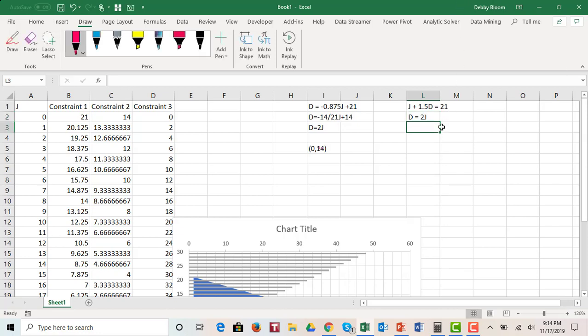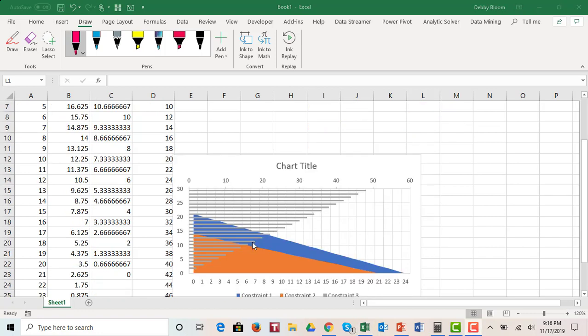Since d equals 2j, I'm going to substitute 2j in for d over here. So j plus 1.5, and now since d equals 2j, I'll just put in the 2j, and that should be a plus 21, not an equals 21. I'll fix that. Oh no, that should have been an equals 20. Damn it.